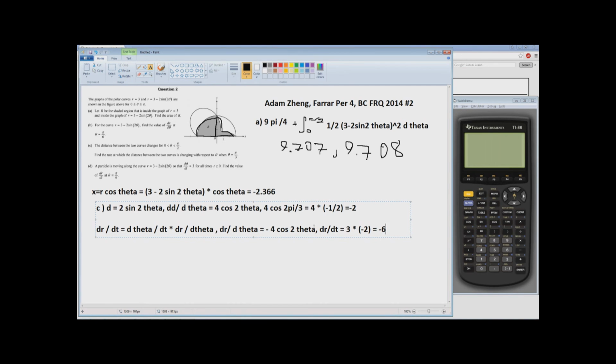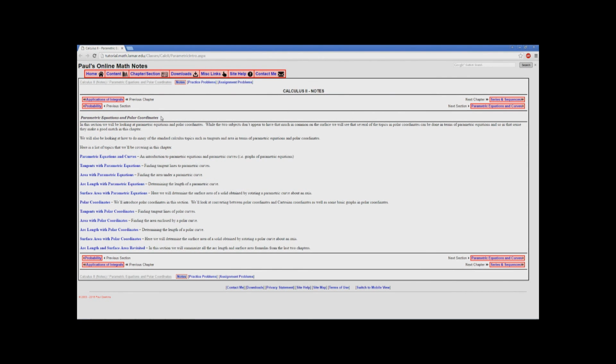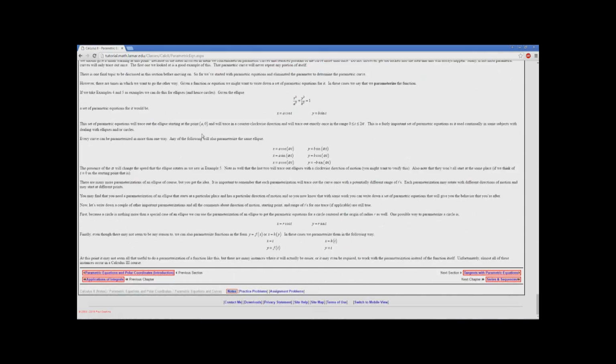And that should be our answer. Okay, so now the question is, what can we do to do better on polar questions? Well, actually, parametric and polar seem to be in similar categories, and there's one really great resource online, Paul's Online Math Notes, and he has a chapter on parametric equations and polar coordinates. And if we look here, it has really detailed notes. They derive everything, and they have sample problems, and they also have practice problems. So this is really good.